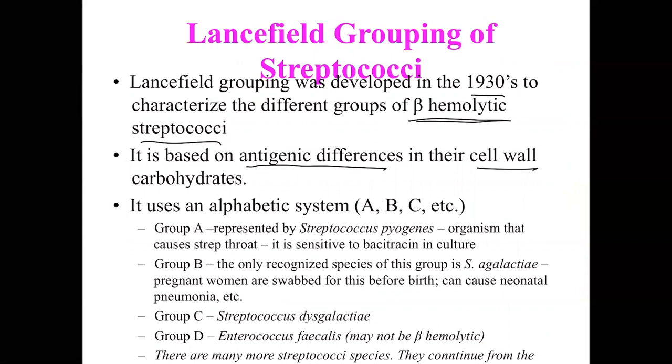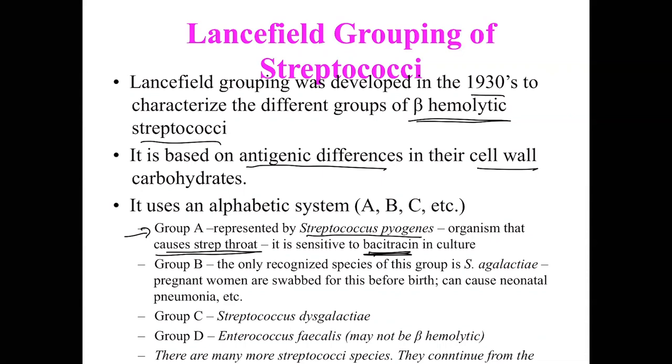There's a whole bunch of groups, but the important ones: group A is Streptococcus pyogenes. That's the organism that causes strep throat. It's sensitive to bacitracin, so you're going to get a zone of inhibition around the bacitracin.